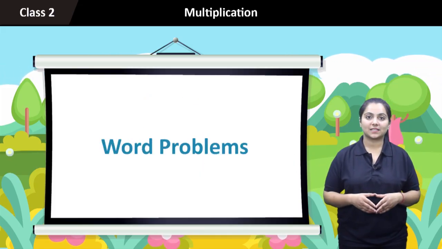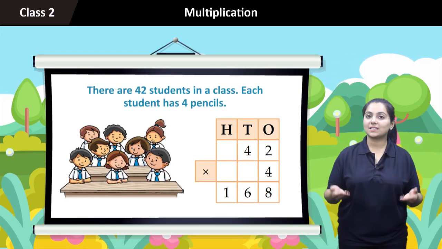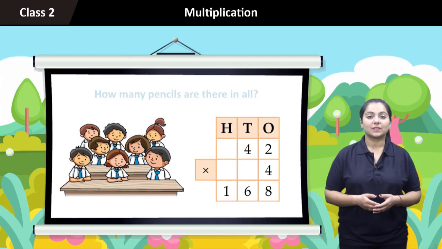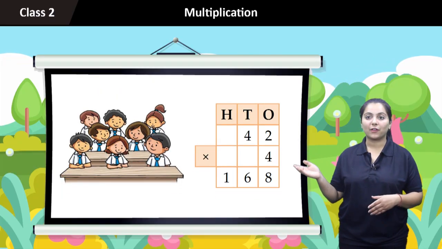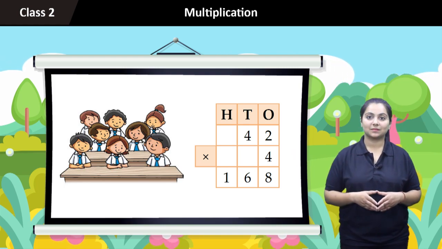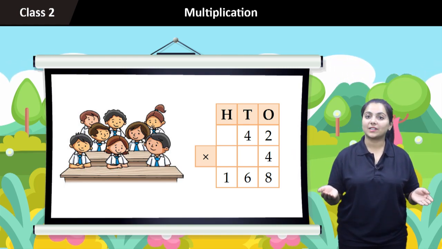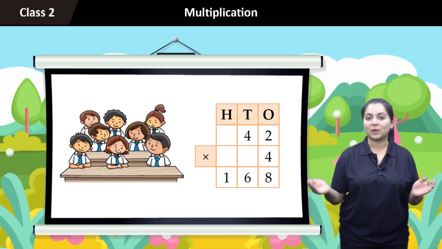Word problems. There are 42 students in a class. Each student has 4 pencils. How many pencils are there in all? 42 multiplied by 4 is equal to 168. There are 168 pencils in all. And the rest you have to do by yourself.